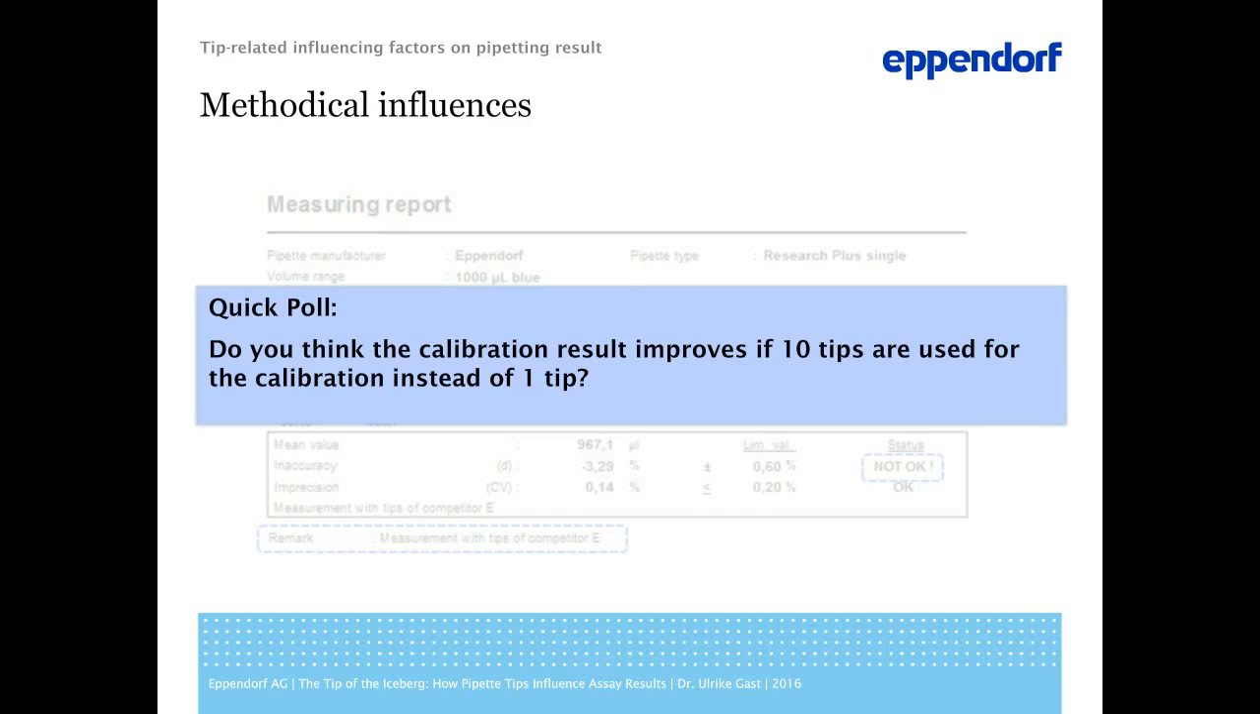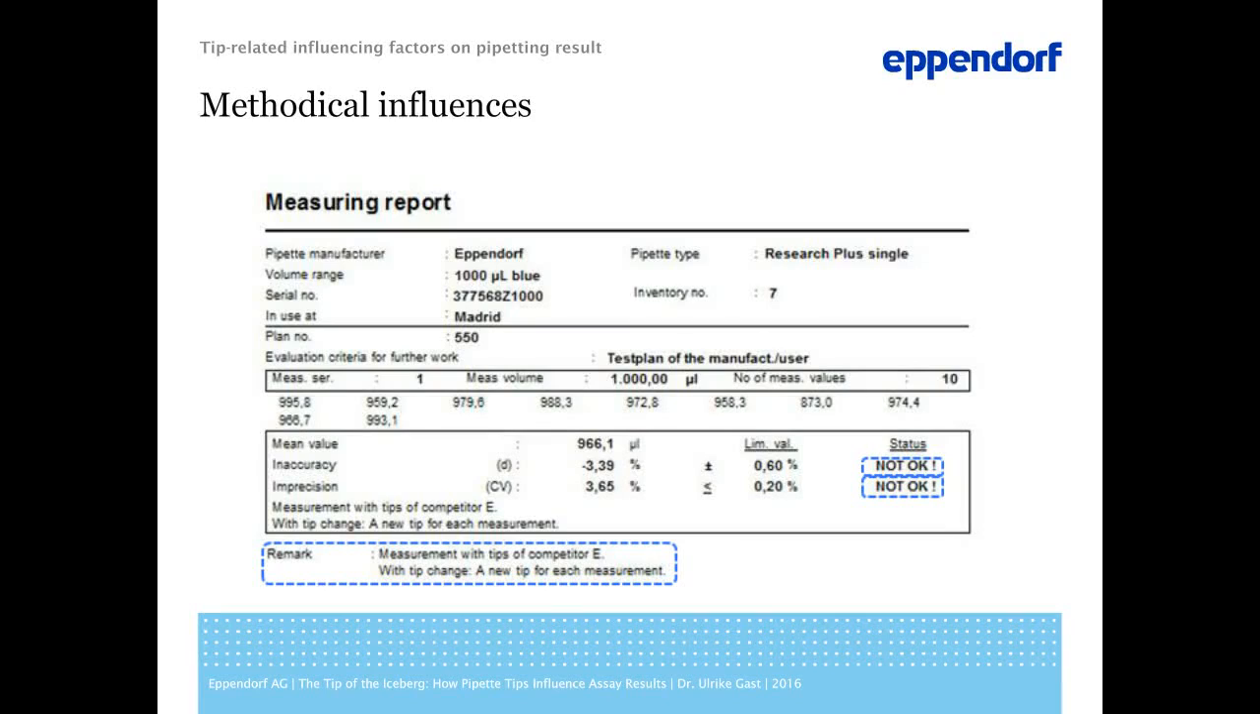Okay, thank you for giving me the results. So roughly 60% say that the result will improve if 10 tips are used for the calibration instead of 1 tip. Instead, 40% say no, it will not improve. Now, of course, I did this calibration, and we should have a look what was the result. So when using a new tip for each measurement, the limit for inaccuracy and the imprecision was exceeded.